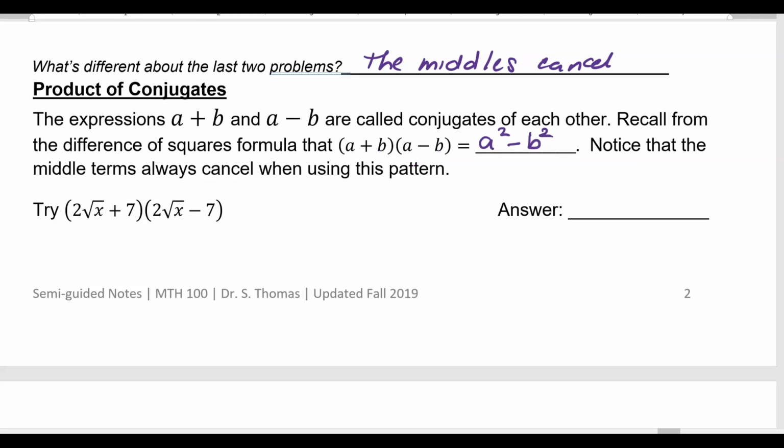Again, for example, you tried 2 radical x plus 7 times 2 radical x minus 7. Are they conjugates? Yes, they are. So you try it and then pause the video and then play once you arrive at your answer.